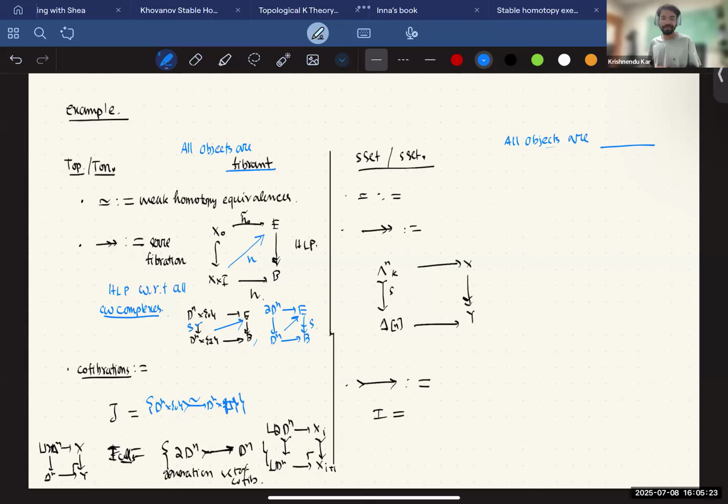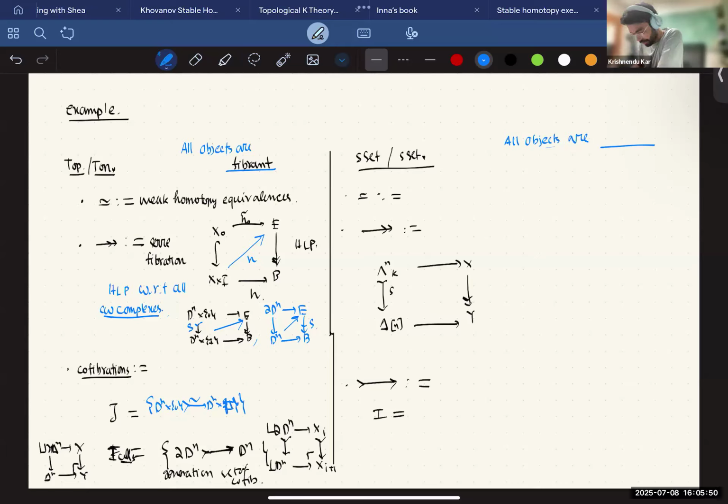So this is a big feature of topological spaces. A model category for which you can take generating sets and get the cofibrations like this is called a cofibrantly generated model category. And most categories that we have seen and will see are cofibrantly generated. Okay. Yeah. So this is your topological spaces.